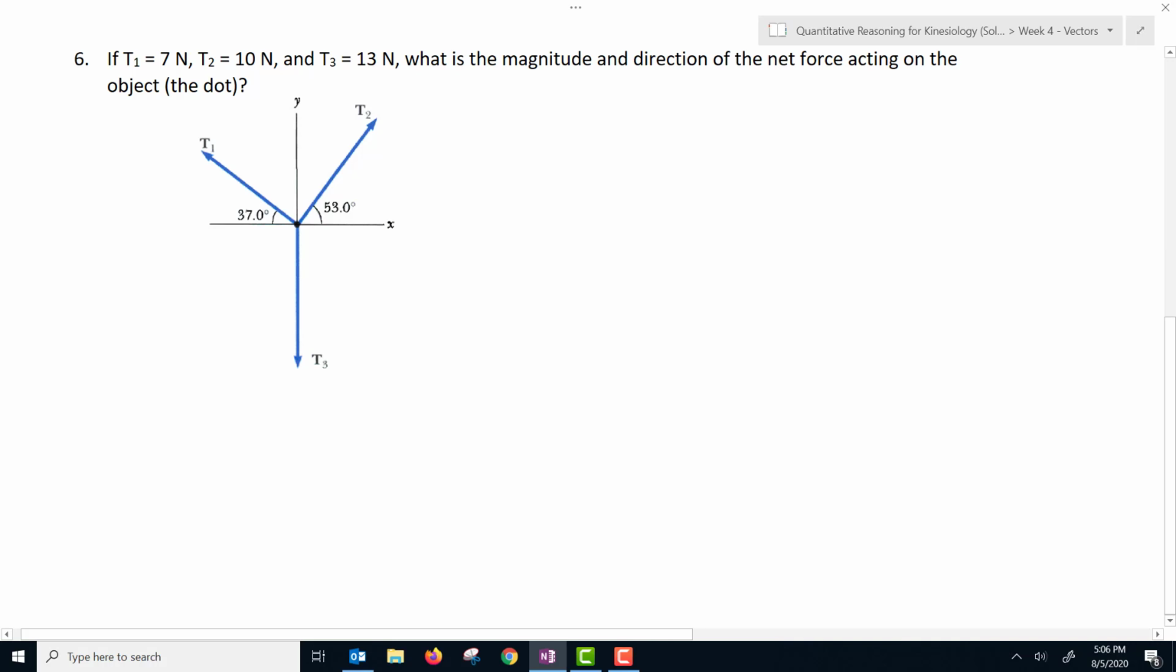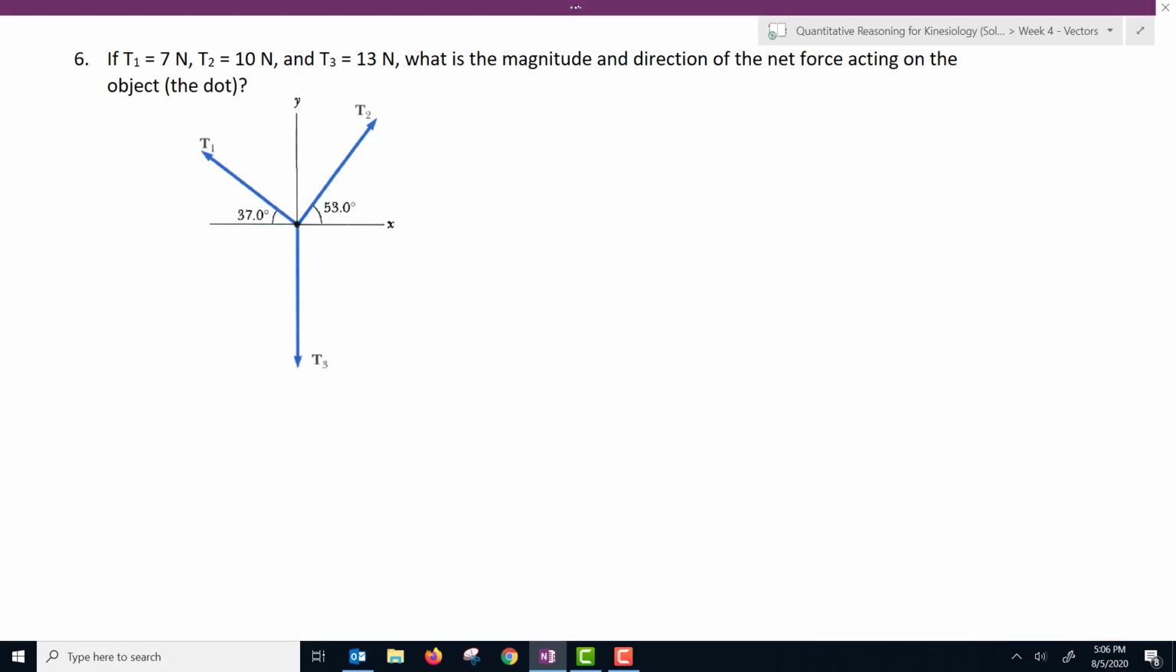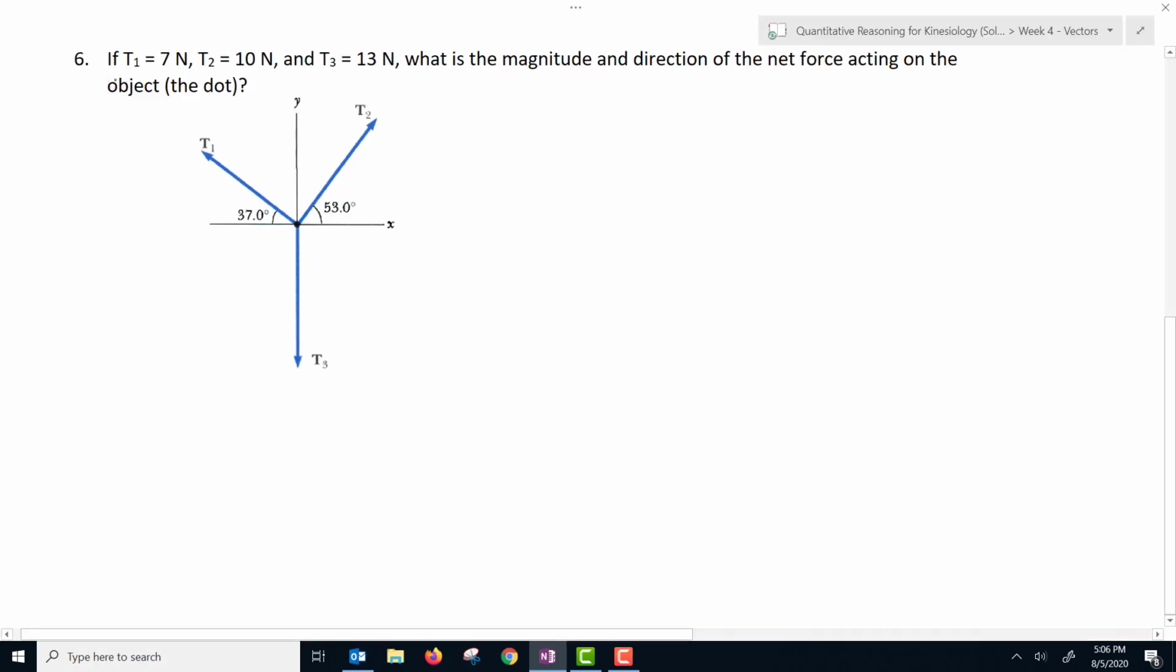All right, so we're going to begin here by making that table with x and y. So I have x and y, and we're going to label T1, T2, and T3 because that's what it's labeled as in the diagram.